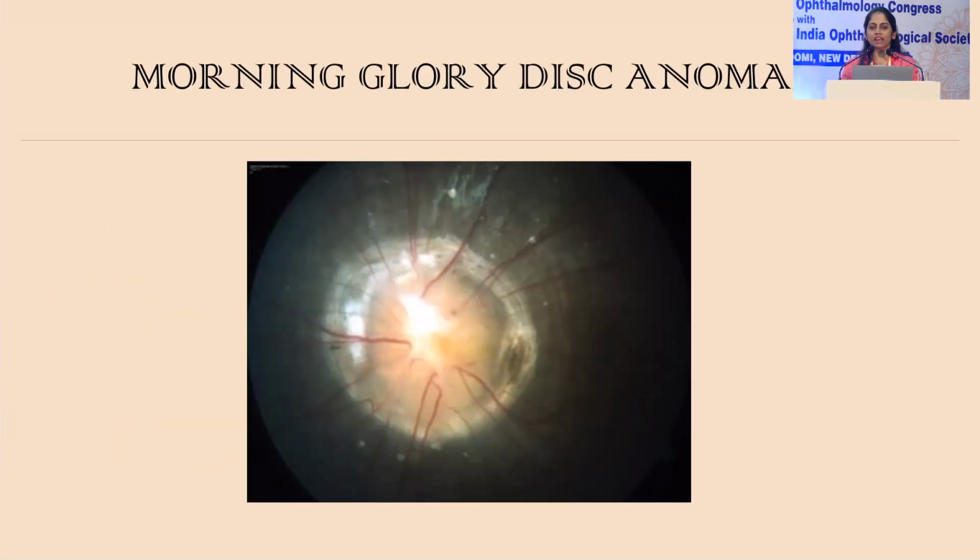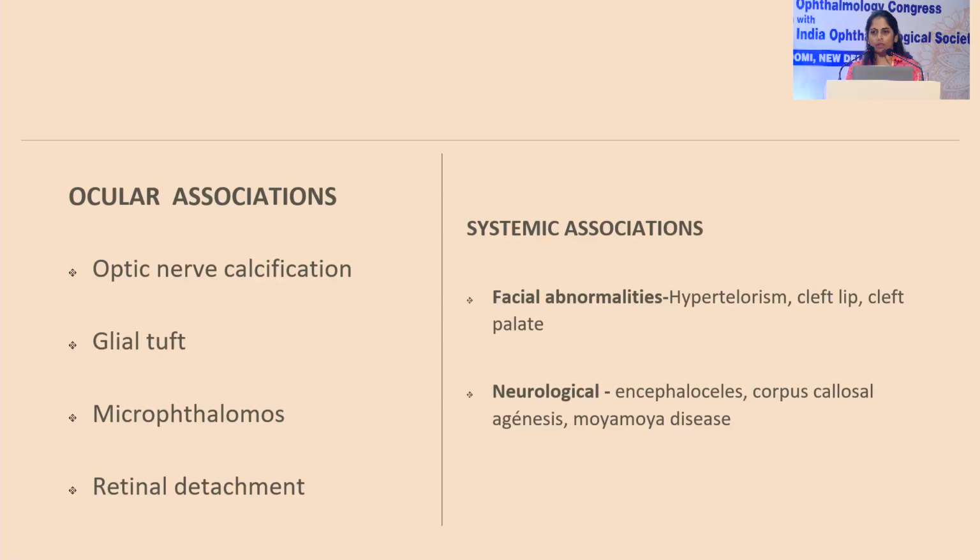So here is an excavated disc, a large excavated disc, with radial vessels, peripapillary hypopigmentation, and a central glial tuft. This is called morning glory disc anomaly, because it resembles a morning glory flower. This is a sporadic condition. The visual acuity usually is relatively poor in most cases of morning glory disc. Whenever you see a morning glory disc, look for these ocular associations. They can have optic nerve calcification, glial tuft, microphthalmos, and sometimes they can end up with retinal detachment.